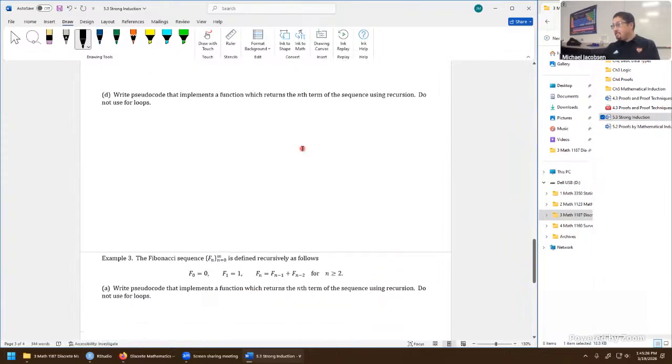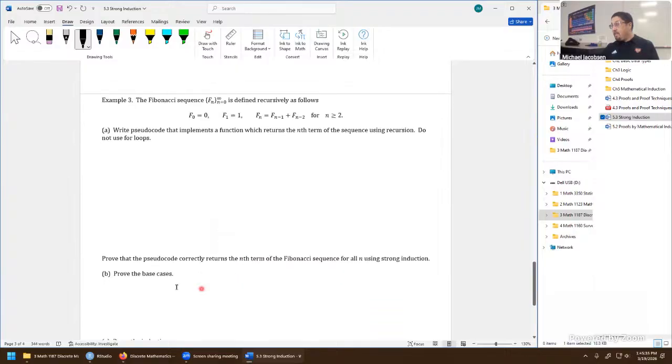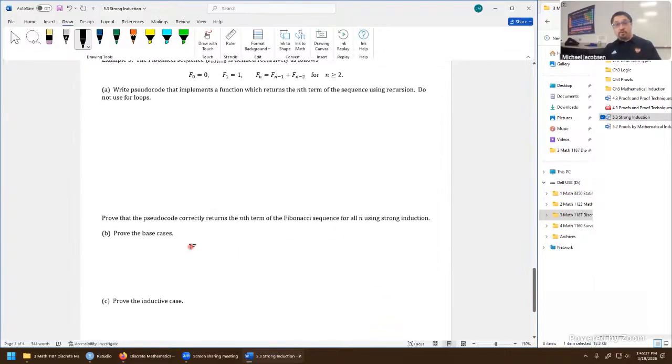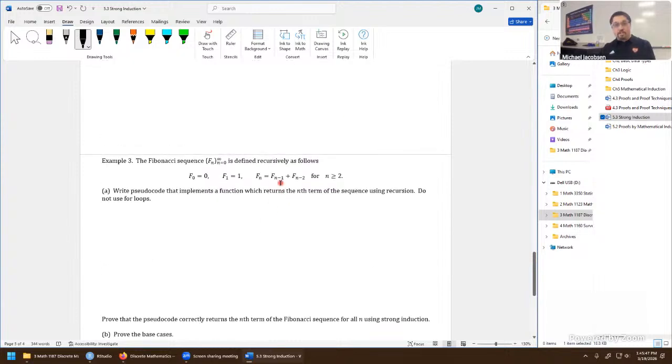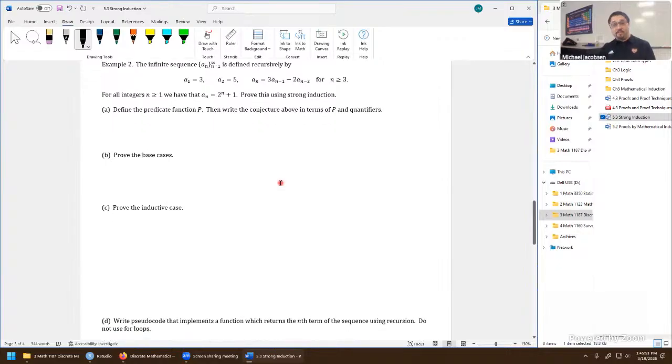After we get through that, we'll look into the Fibonacci sequence. We're going to write pseudocode that implements the sequence, run it to see if it works, and then actually prove that our pseudocode that we write, much like with the factorial function, really returns the nth term of the Fibonacci sequence. So this is a problem we might come back to after the break. We don't want to rush through these kind of problems. I think we have just enough time to give this one a try.